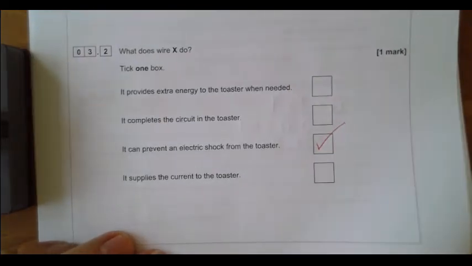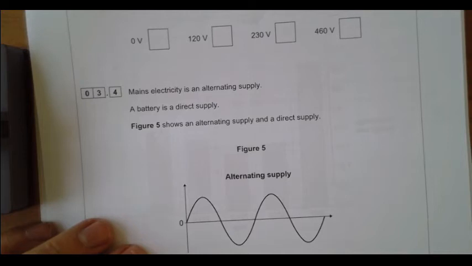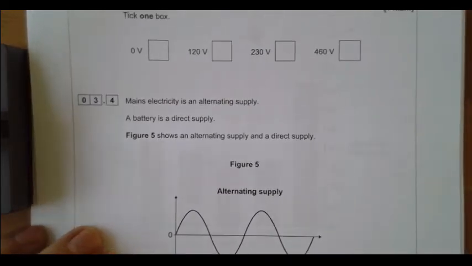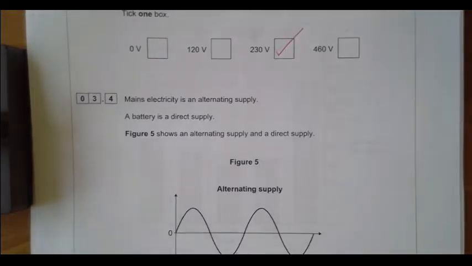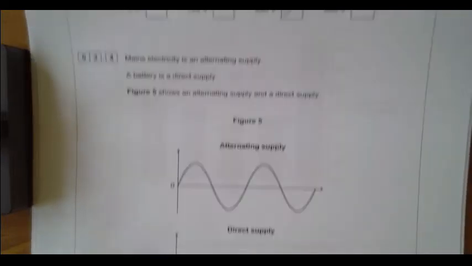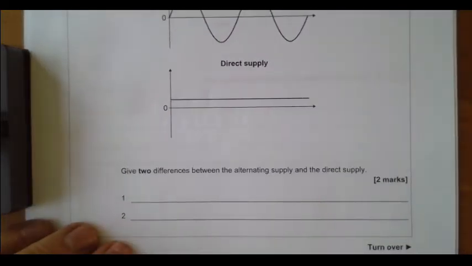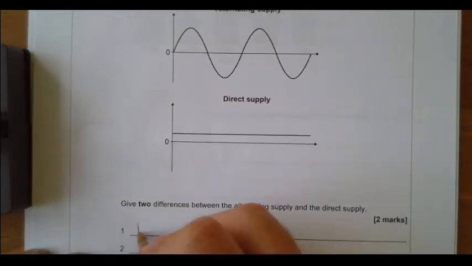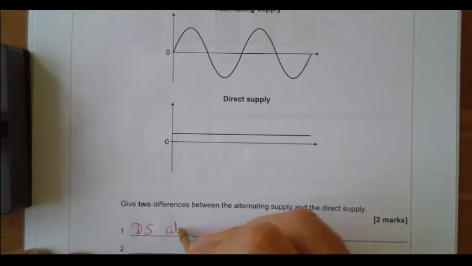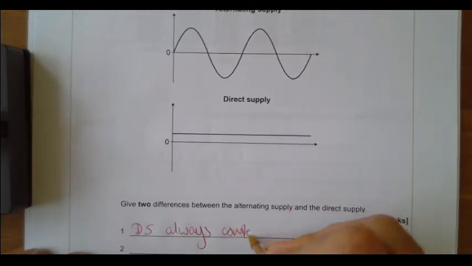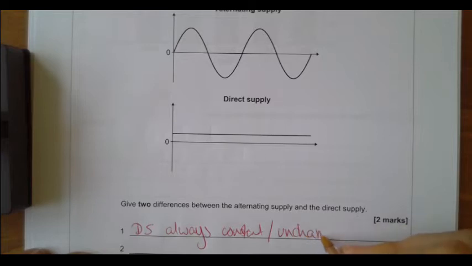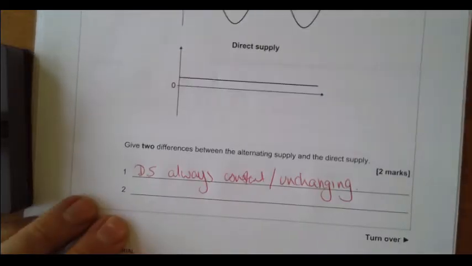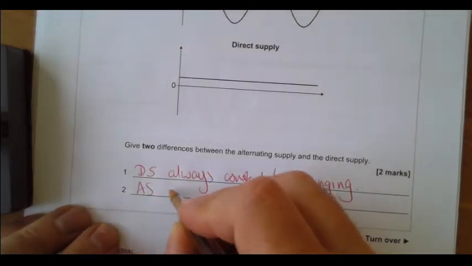3.3, the toaster is plugged into the mains electricity. What is the potential difference between the live and neutral wires? So in mains electricity, you're going to have 230 volts. The difference between an alternating supply and the direct supply. Your DC, your direct supply, is always constant, unchanging, and another difference is the alternating supply can be negative, whereas your DC would never be negative.